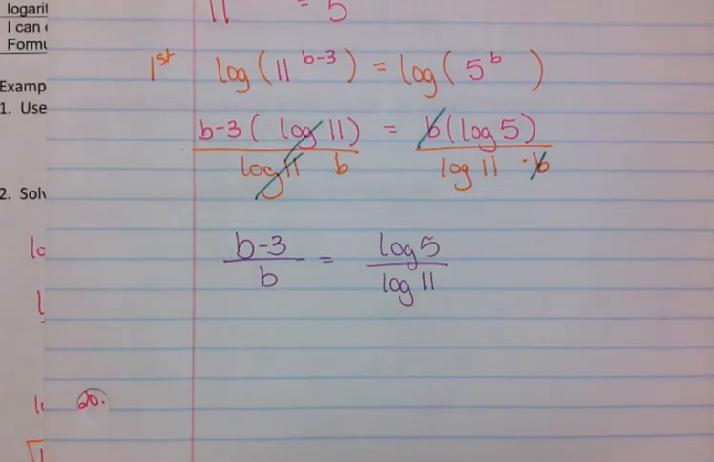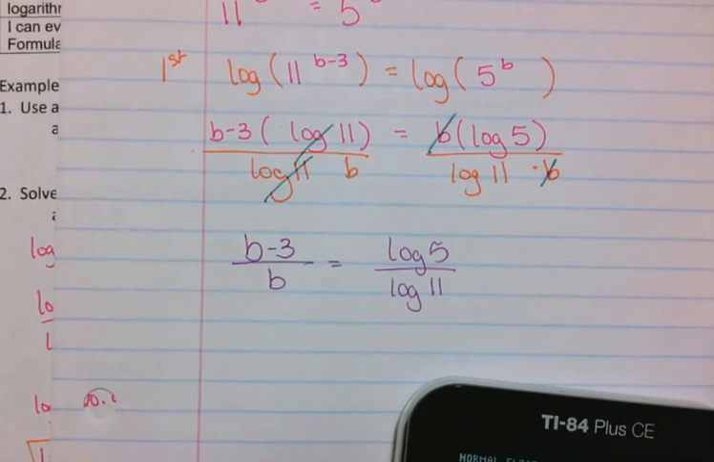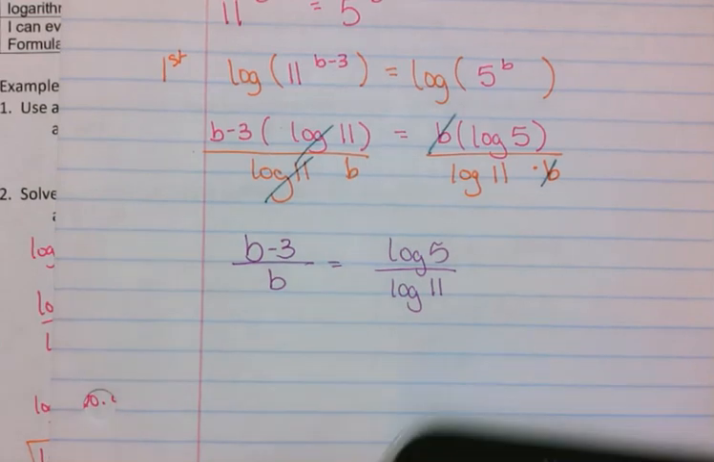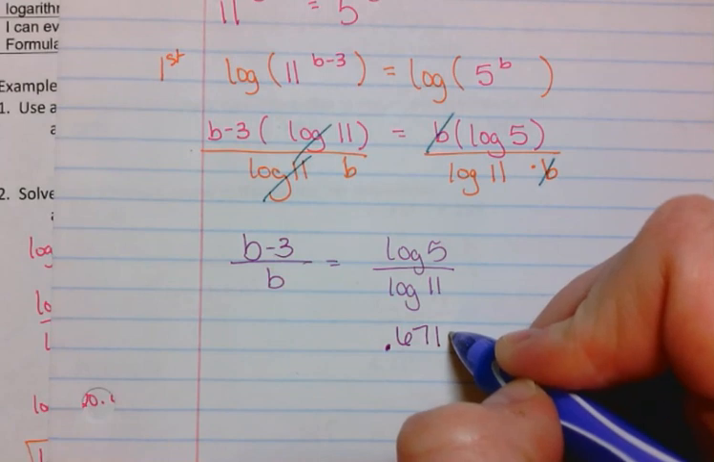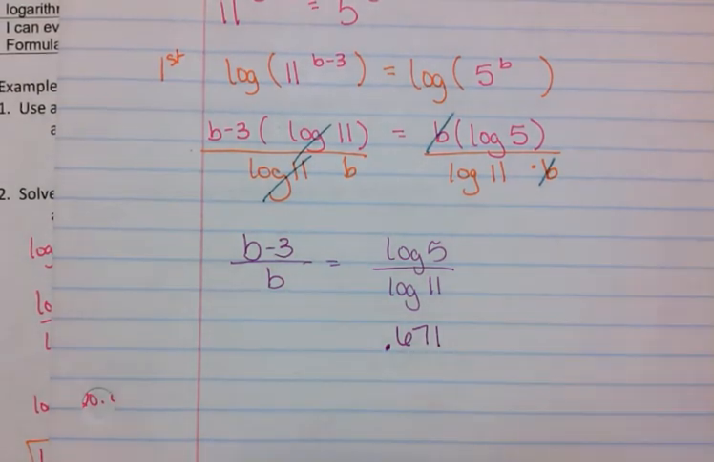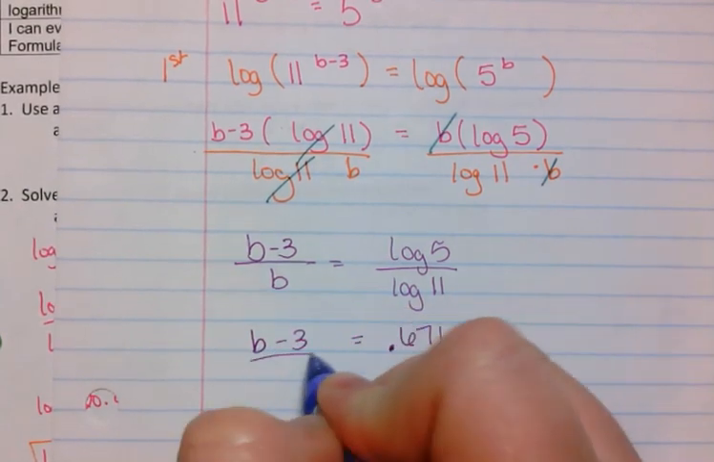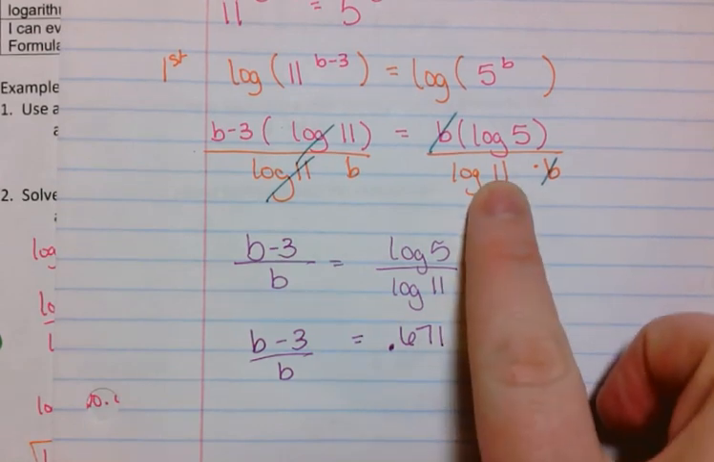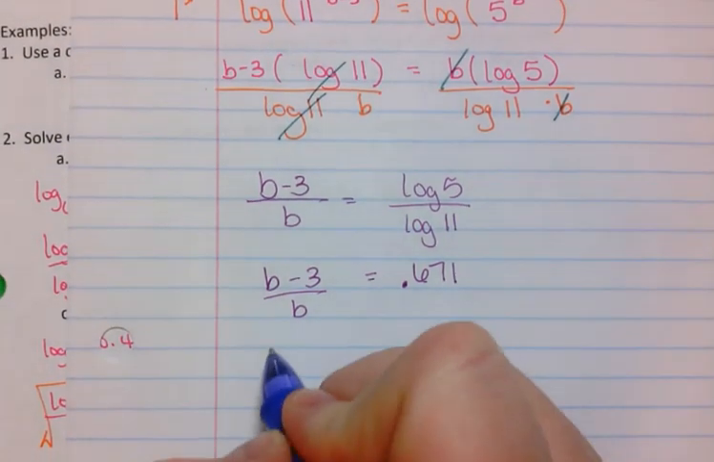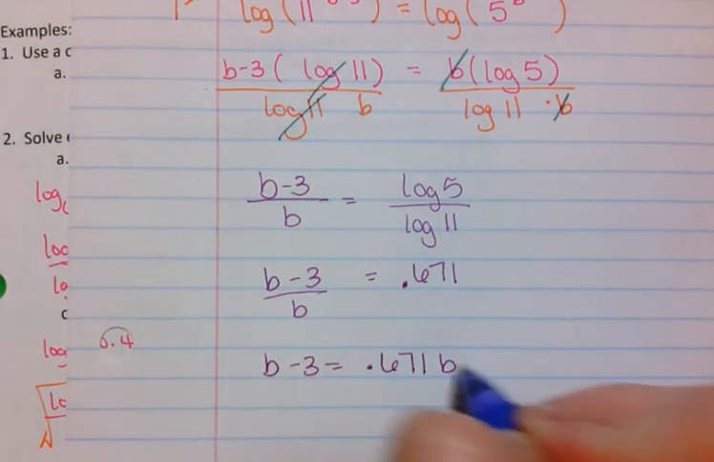So in my calculator, I get this value. So log 5 divided by log of 11 equals 0.671, if I round to the nearest thousandth, okay? Equals b minus 3 over b. So what I'm going to do is bring this b back over here, and I don't know why I didn't just leave it here, now that I look at it. So I'm going to have b minus 3 equals 0.671b, okay?